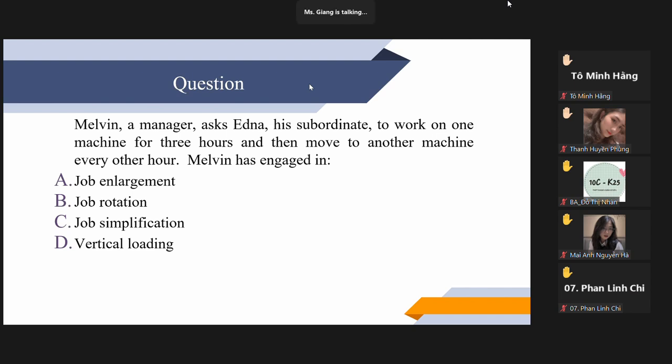Chi, please. Linh Chi. I think B, job rotation. Job rotation. It is job rotation.